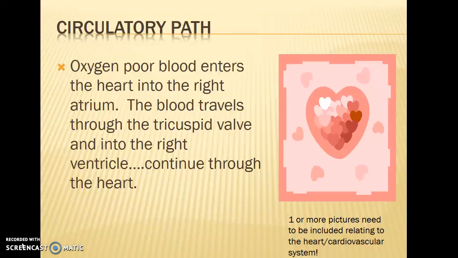So to start you off, oxygen-poor blood enters the heart into the right atrium. The blood travels through the tricuspid valve and into the right ventricle. And then don't write the words "continue through the heart." You need to explain where the blood goes next to continue that path.